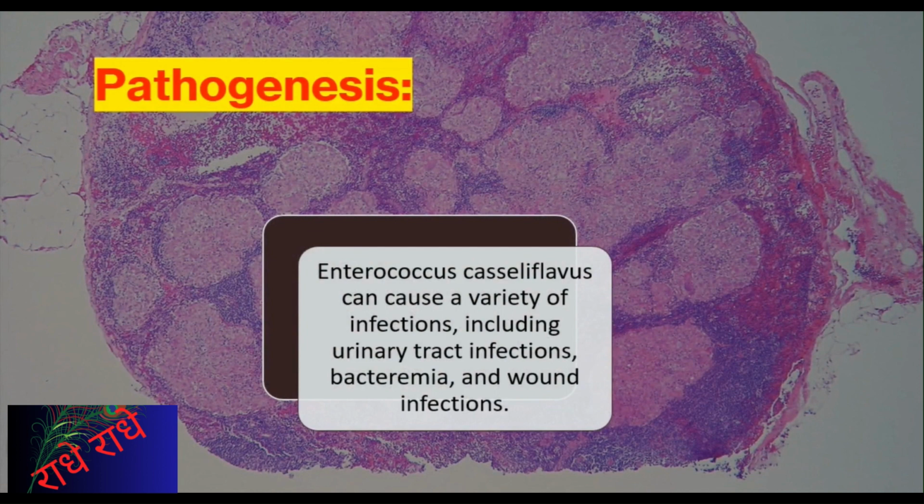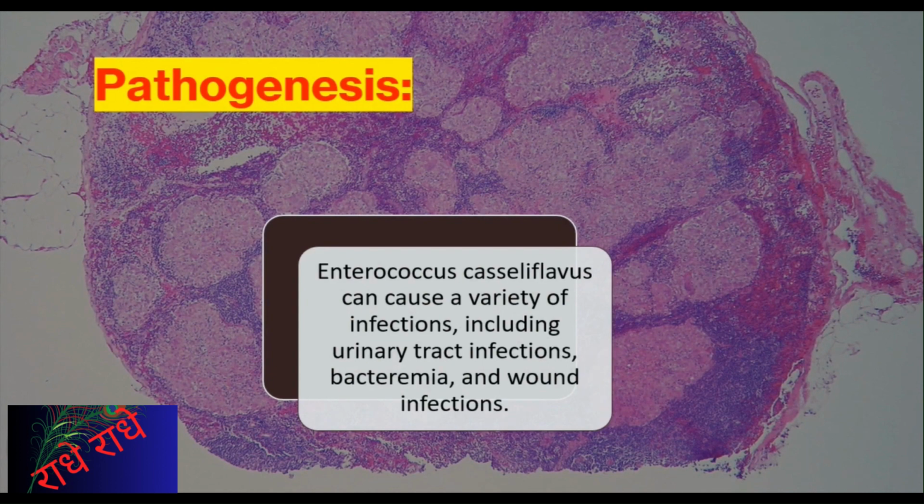Bacteremia, another infection caused by Enterococcus casseliflavus, occurs when the bacterium enters the bloodstream. This can happen through wounds, invasive procedures, or from other sites of infection. Bacteremia can result in serious complications and may require prompt medical intervention.